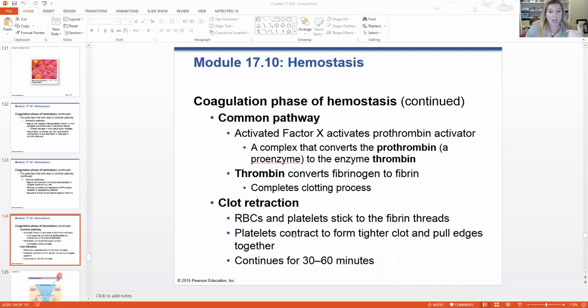Then we get to clot retraction. After this clot is formed, eventually it needs to tighten things up. The whole purpose of this clot is to cover the area, seal the area, and pull everything back together. The red blood cells and platelets are sticking to that fibrin thread, and the platelets will contract to pull the damaged edges closer together, which is why scabs sometimes feel itchy, because they're pulling and stretching. And this can last for up to an hour after the clot forms.